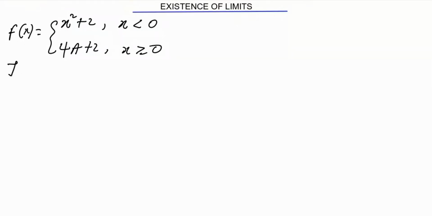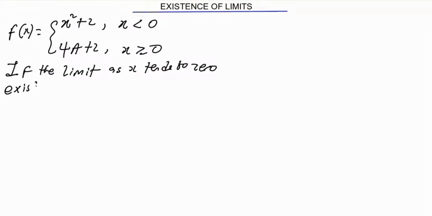And if we have been told that the limit as x tends to 0 exists, then find the value of a. Find the value of a. If the limit exists, find the value of a. Okay. Solution. Let's solve this together.